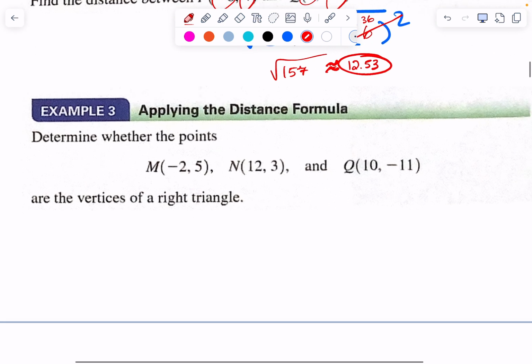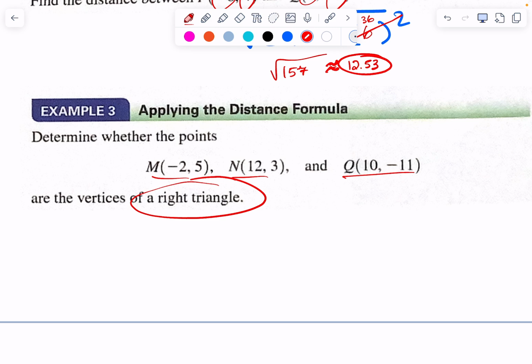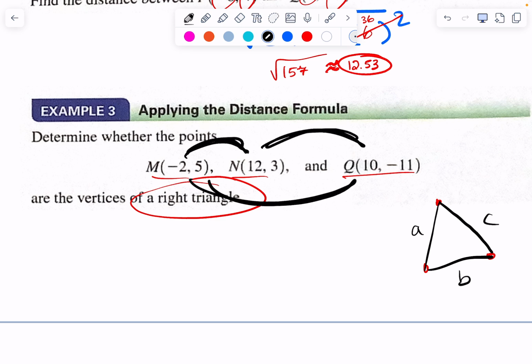All right, now we have these three vertices. They want to know if this thing is a right triangle or not. If I have these three dots, does that make a right triangle? I don't know for sure. So what are we going to do? We can do a squared plus b squared equals c squared, but I don't know how long a is, or b, or c. But we can find the distances between each one: from here to here, from here to here, and from here to here. And then which one will be c? The biggest one.